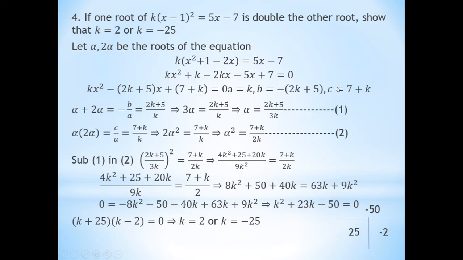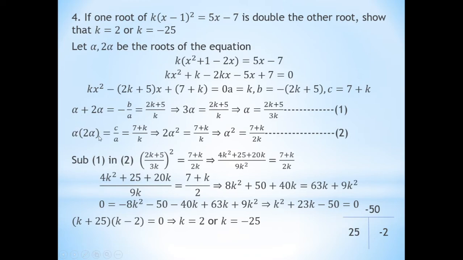Now we are going to follow the same procedure, sum of the roots and product of the roots. Sum of the roots means what? 2 plus 2 alpha, which is equal to what? Minus b by a, isn't it? I taught you in the beginning, the first slide. So minus b by a. What is b? This is b and this is a. So minus of minus 2k plus 5 means it is 2k plus 5 divided by k. So alpha plus 2 alpha is what? 3 alpha, which is equal to 2k plus 5 divided by k. Now bring this 3 to the denominator. So alpha is equal to 2k plus 5 divided by 3k. Consider this as equation 1.